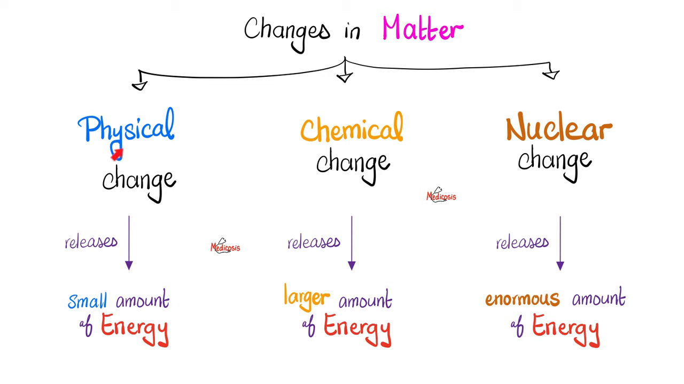As ice melts, that's a physical change. Burning wood is a chemical change, more energy. A nuclear reactor can release tons of energy, and we can use that energy to generate an electrical current.